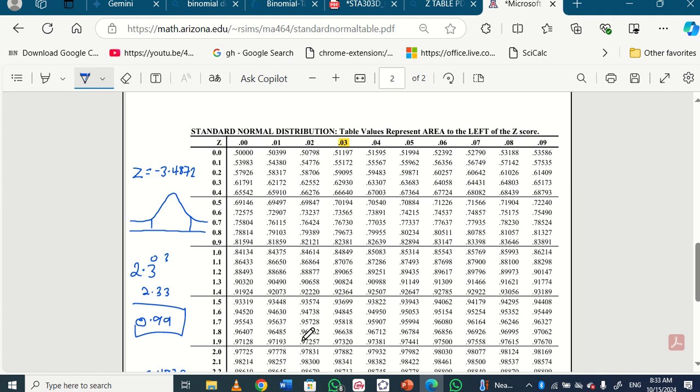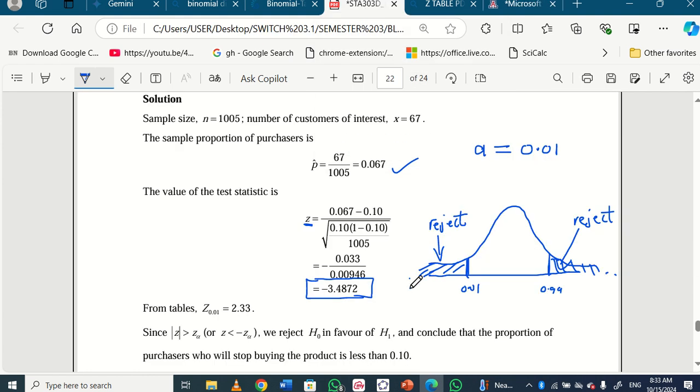So let us go back. We now know that our z value is 2.33. So when I come back here, my z value is 2.33 here. So this 2.33 is the critical point. It's my critical point.